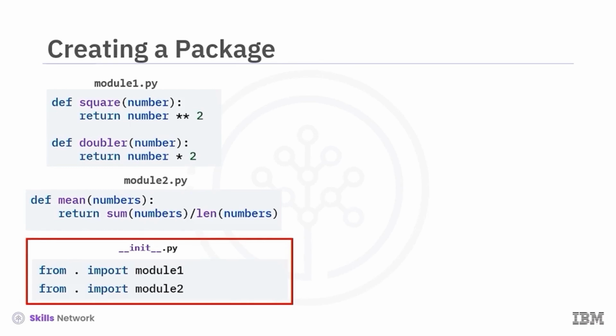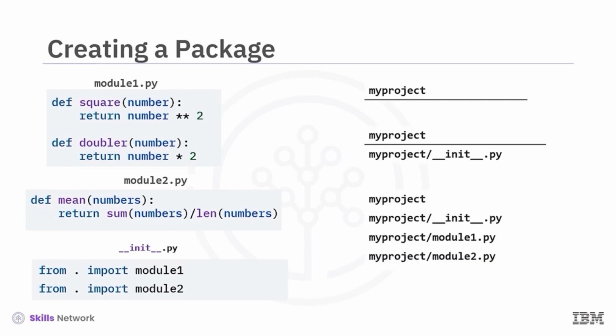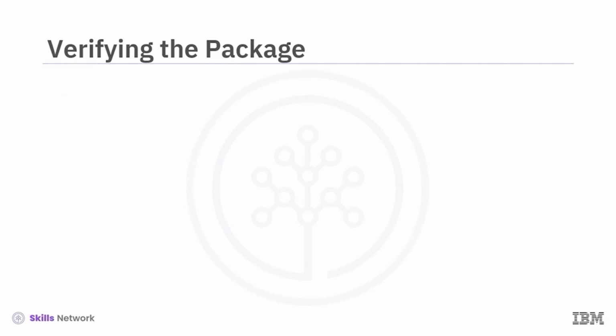Typical steps to create a package include: first, create a folder with the package name. Then, create an empty __init__.py file. Create the required modules. Finally, in the __init__.py file, add code to reference the modules needed in the package. After creating the package, you need to verify the package.